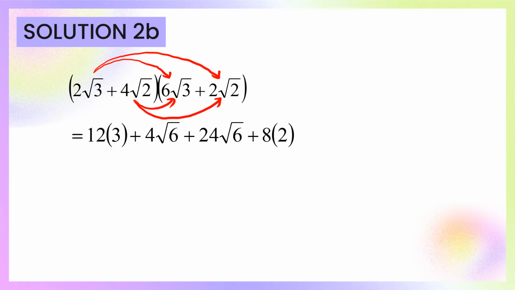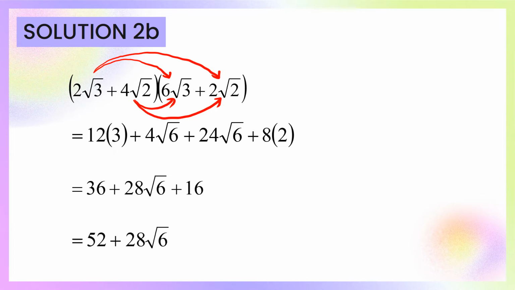And then after that, 4√2 times 6√3, we get 24. 4 times 6 is 24. √2 times √3, we get √6. And the last one is 4 times 2, 8. And √2 times √2 is 2. Alright? So then, we get 36 plus 28√6 plus 16. And finally, we simplify, we get 52 plus 28√6.